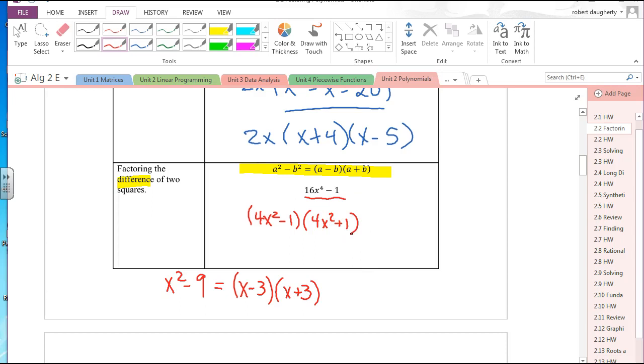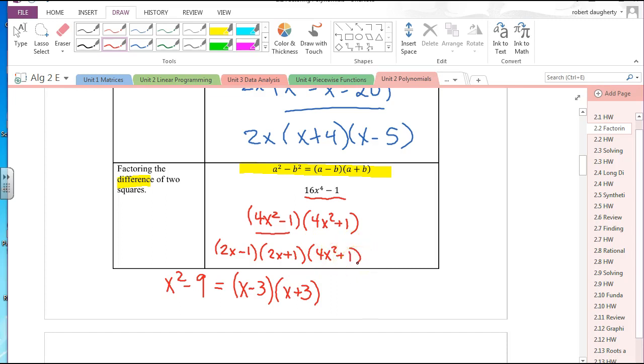Now look at this thing that's subtracted. Are those perfect squares? Right here. Yes? What's the square root of that? 2x minus 1, 2x plus 1. And I don't have a formula for the sum of two squares. So that's just this. That's the complete factorization.